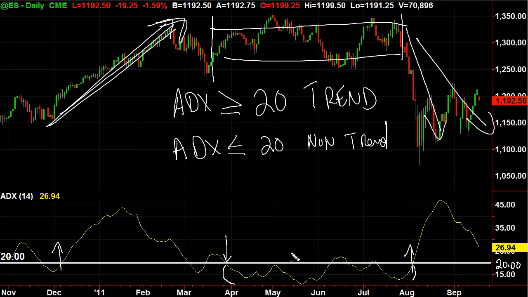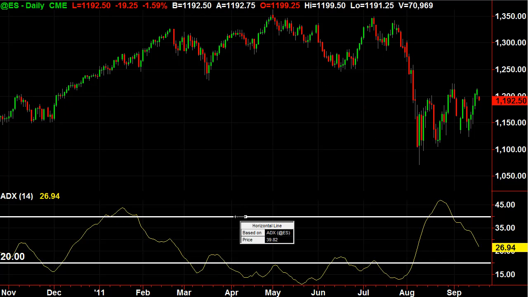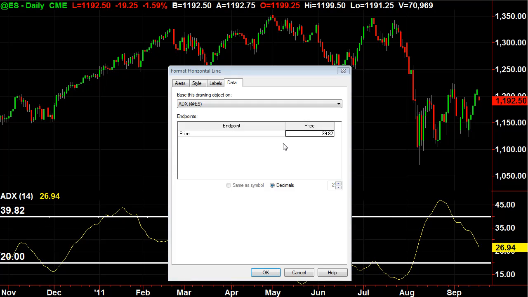Now that we've got the ADX on top of the price action, there's another way that you can use it, which is good for timing, but not always good for direction. So it's super simple. All you're going to do is add a 40 line to the ADX, all right? So this will be about a 40, 39.82, and this is another way that you can use it.